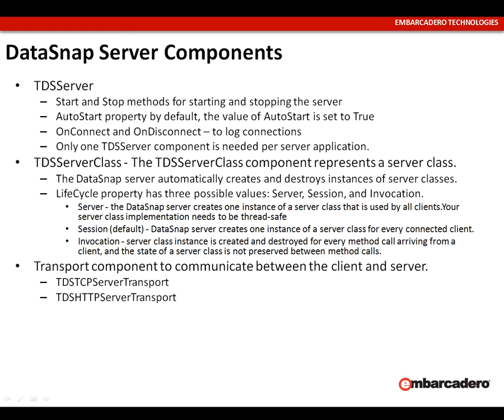There are 2 different transports that are available to communicate between the client and the server: the TCP server transport and the HTTP server transport. You can also choose to use HTTPS for more secure transmission of information.